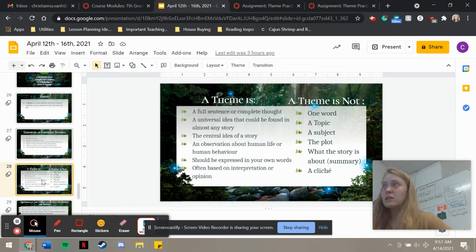So if I told you that a theme of Cinderella is that Cinderella met the prince at the ball, that's a summary of something that happened in the story. Like I said, it's not what the story is about. And it's not a cliche, meaning that it's not something that you hear a lot or a common phrase. It needs to be put in your own words.